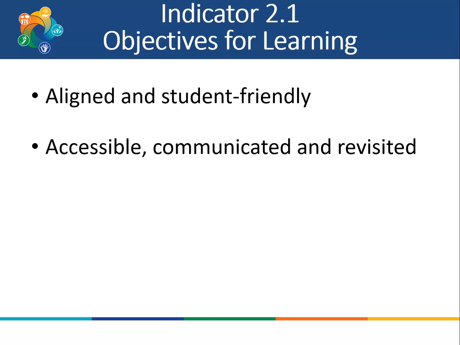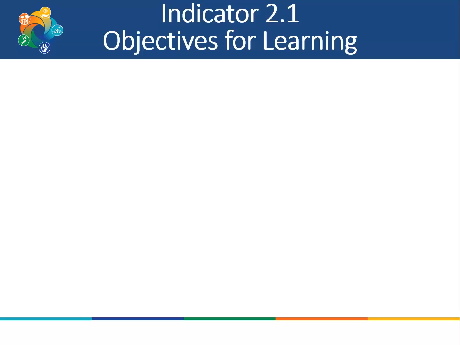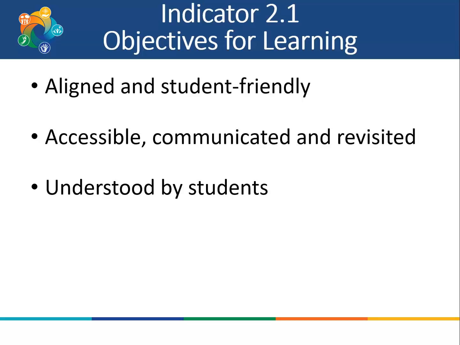Second, strong objectives are accessible, communicated, and revisited by the teacher and students. Students can access objectives and know where to find them, and the teacher revisits the objective throughout the lesson, so students can check in on their progress. Here are some examples of what it might look or sound like to see objectives revisited throughout a lesson. Strong objectives are also understood by students. Students can clearly articulate what they are learning and why that learning is important.